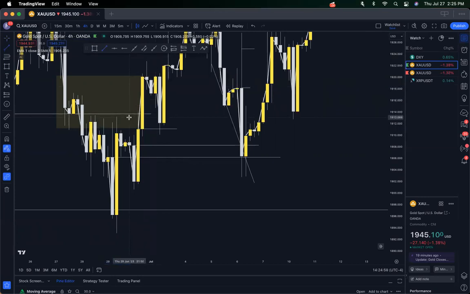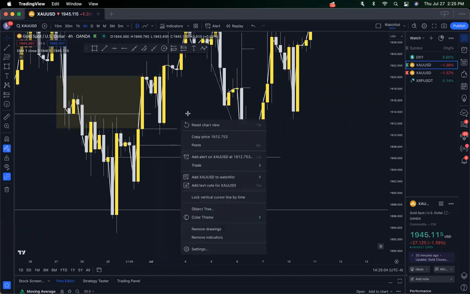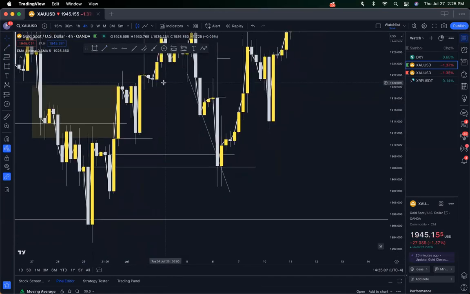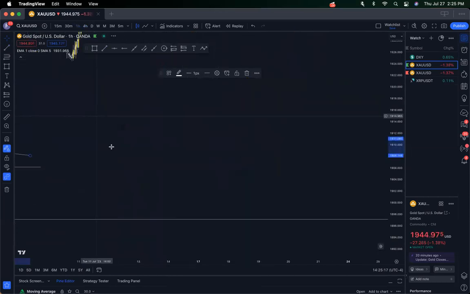But it is important because when price came back into the source point, it drove price up a bunch of points. So it is a decision level that you can consider for your analysis moving forward. So let's push it over. Go to H1.